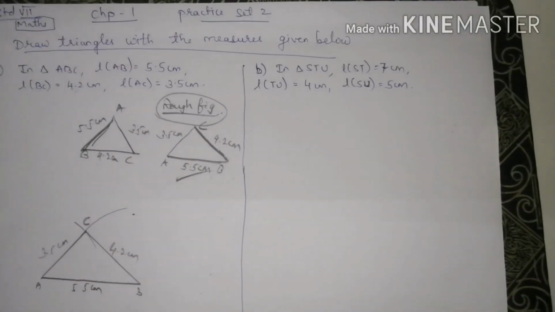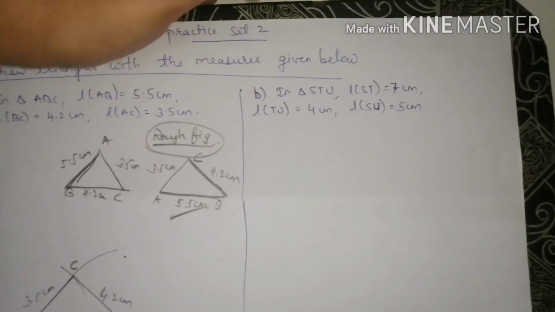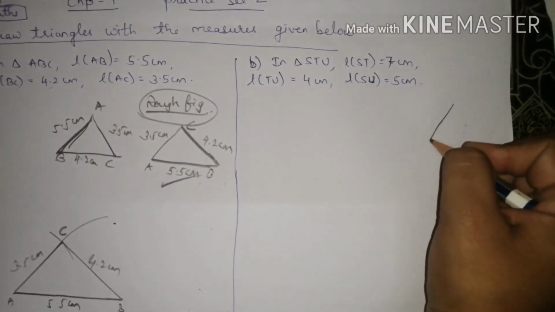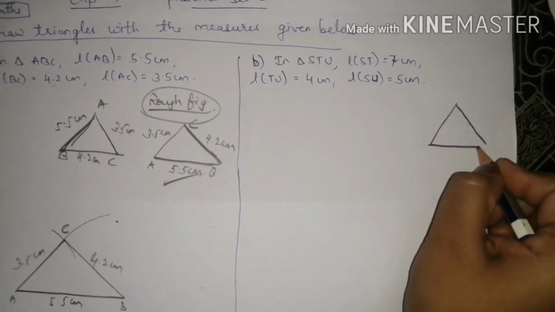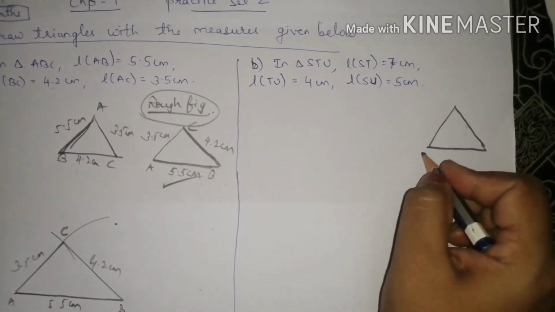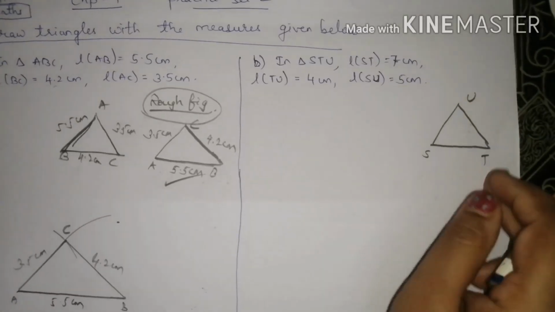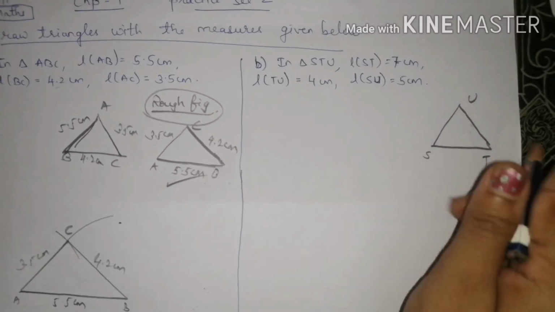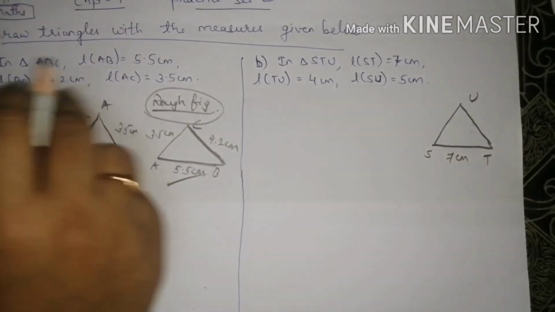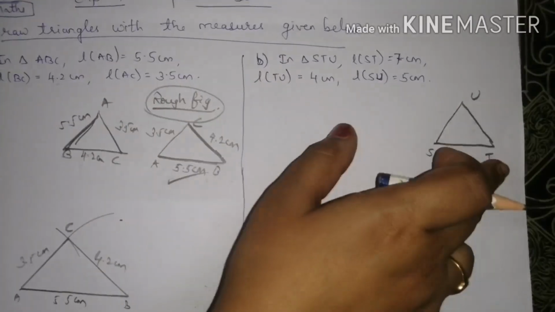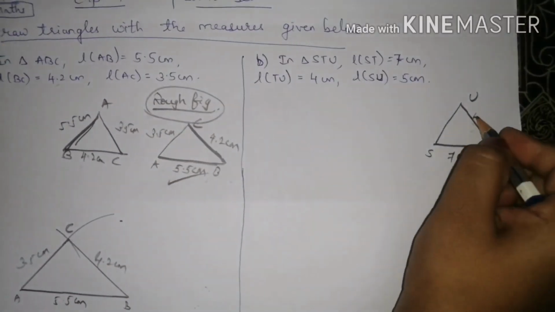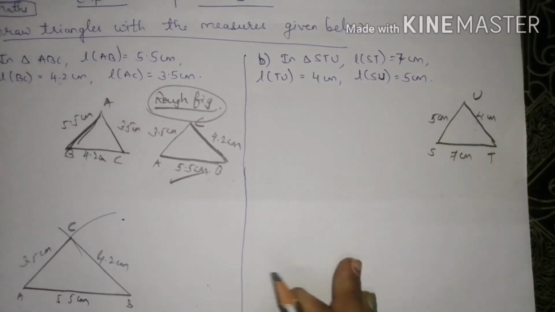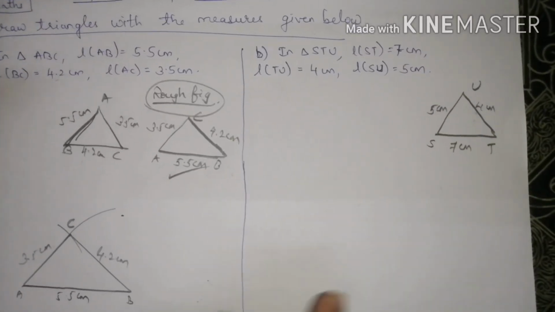In triangle STU. So first of all draw the rough figure as I told you. You can draw it, name it any way. First draw the rough figure like this. STU, name the triangle. In triangle STU, length of ST is 7 centimeter. Where is ST? It is down, the base. So write how much it is, 7 centimeter. TU is 4 centimeter. Where is TU? See, here it is TU. How much is it? 4 centimeter. Then SU is how much? 5 centimeter. So after drawing the rough figure, let's draw the fair figure.